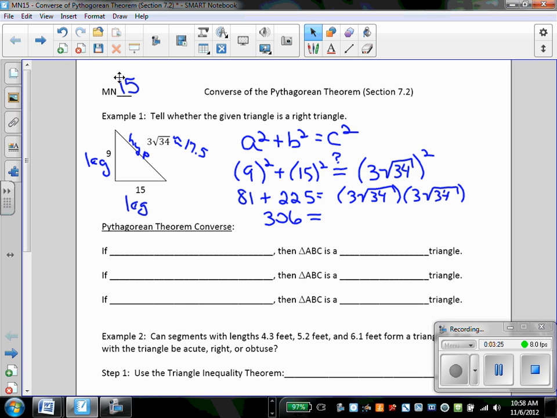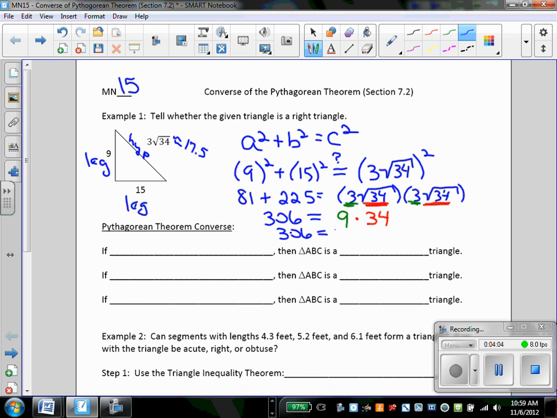Now, when we multiply these two values together on the right side, we're going to multiply the 3 and the 3 together. So 3 times 3 is going to give you 9. And that square root of 34 times the square root of 34, whenever you multiply a square root times itself, you get what's under that radical. So square root of 34 times square root of 34 just gives you 34. We've been working on that, but it's been a little while, so I just wanted to make sure I reviewed that. So 9 times 34, the big question is, is it 306? So 306 equals 9 times 34, which is 306.